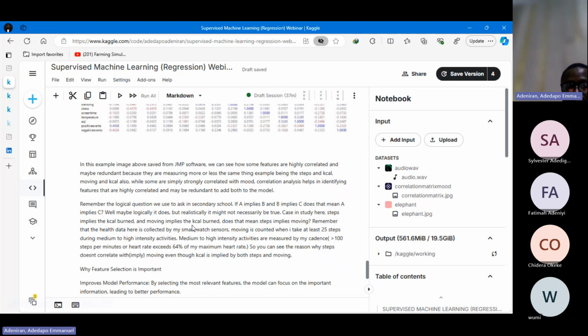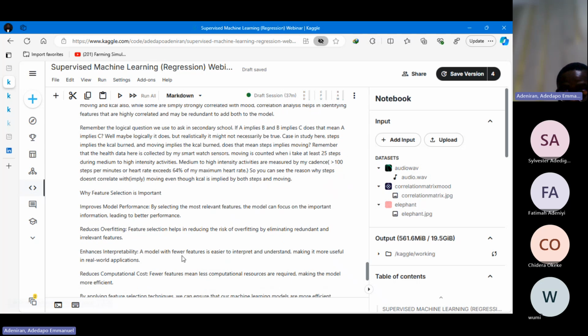So now, the reason why feature selection is so important is because when you select the relevant features, the model will be able to focus on the important information, leading to better performance. I don't know if you guys have heard about Occam's razor. Occam's razor says that the simpler something is, the more likely it is to be the truth. So just because something is complicated does not mean that it's better.